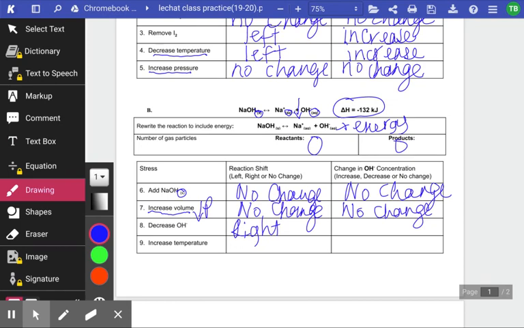And an increase in temperature. If I increase temperature, it's the same as increasing energy. That's going to cause the reaction to shift to the opposite side. It's going to shift to the left then.